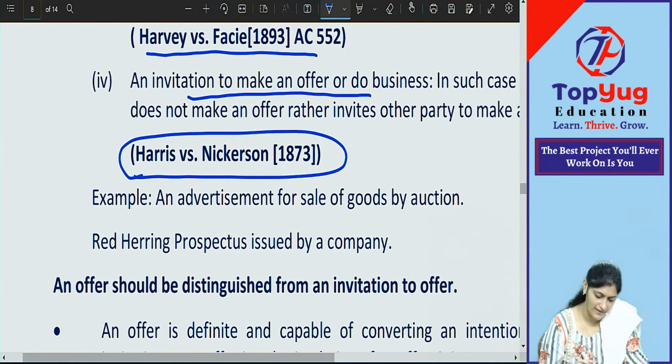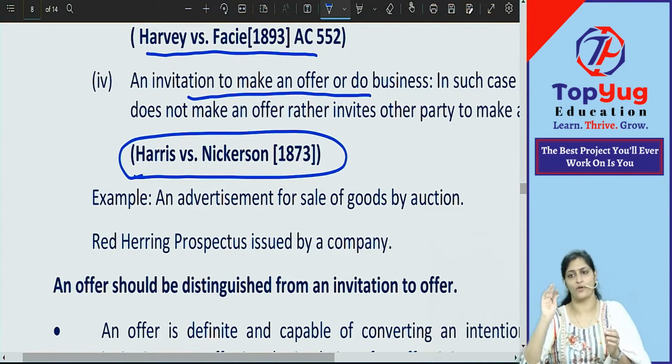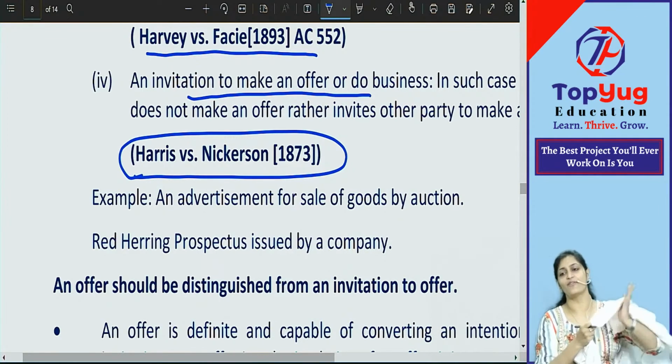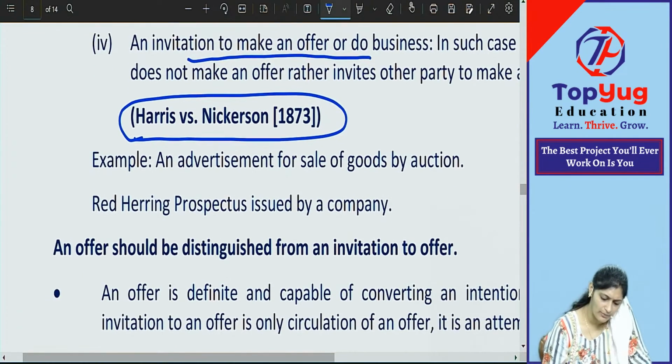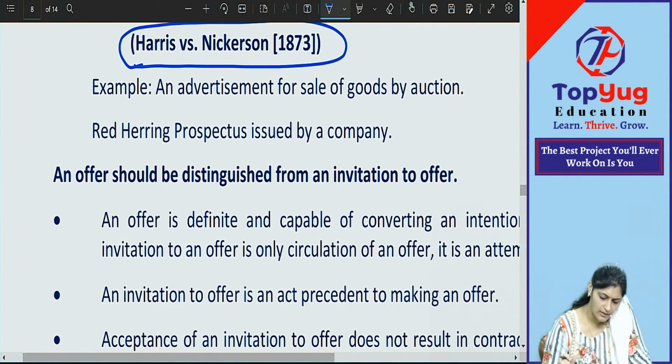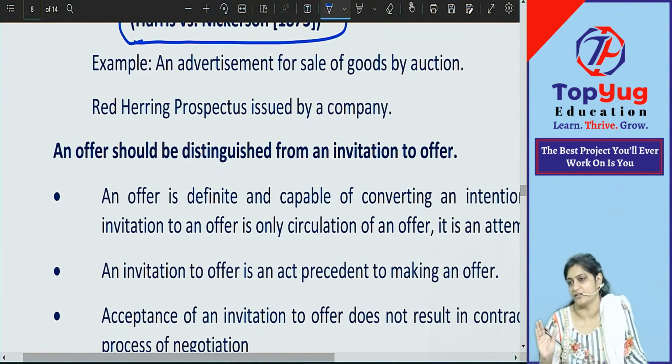Please do that. Otherwise, I'm telling you, you will not remember. Who is this Harris? Who was that Nickerson? We don't remember anything. We don't know anything. Zero in the exam. That will happen. That is the reason. Write it down. Work hard from now itself. Whatever is the result, you will enjoy that result. Then you have to work hard. Without working hard, you will not get anything.